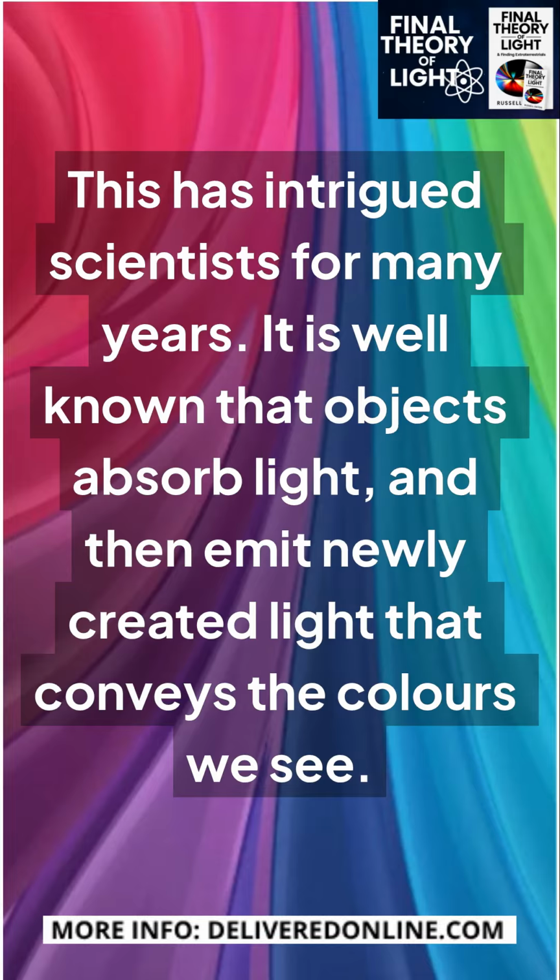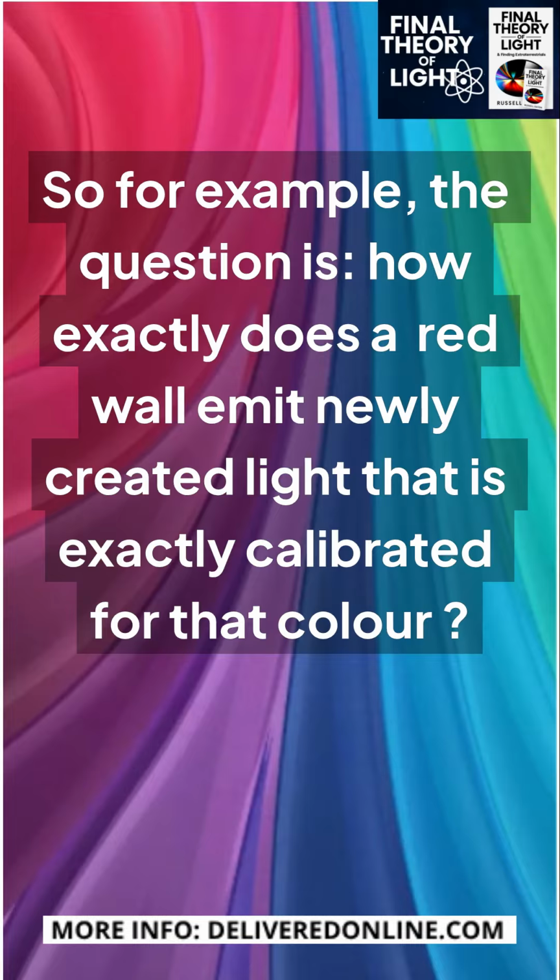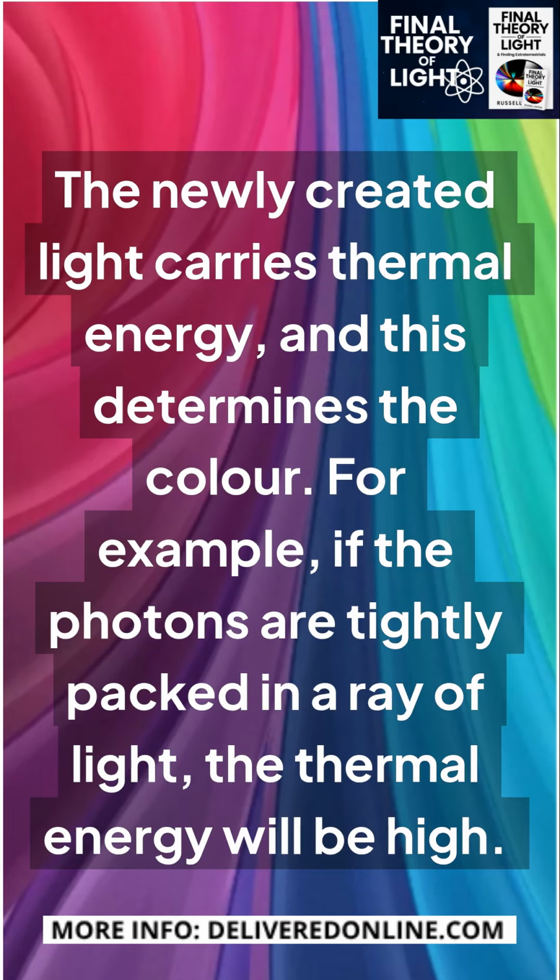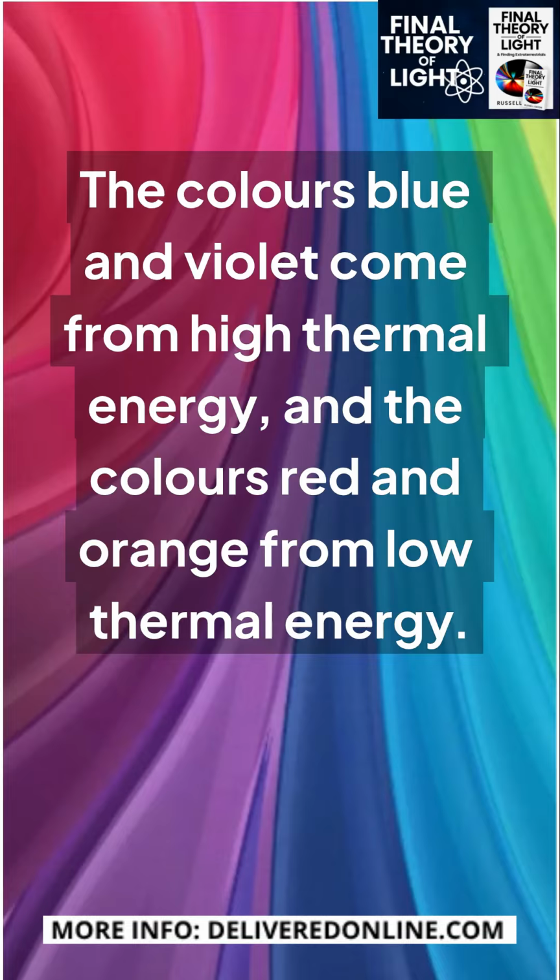So for example, the question is, how exactly does a red wall emit newly created light that is exactly calibrated for that color? The newly created light carries thermal energy, and this determines the color. For example, if the photons are tightly packed in a ray of light, the thermal energy will be high. The colors blue and violet come from high thermal energy, and the colors red and orange from low thermal energy.